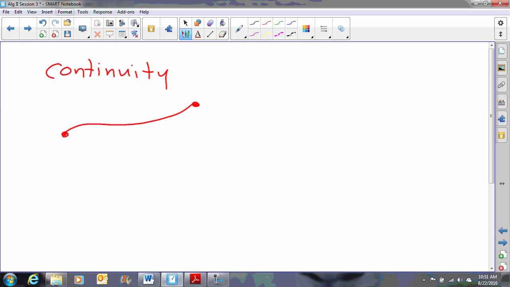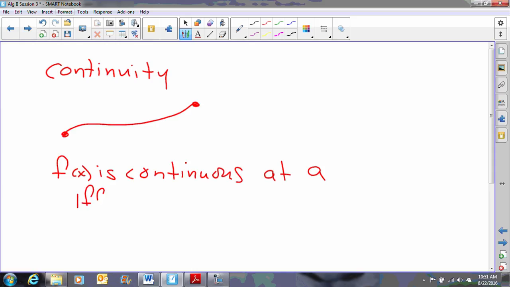Now, to actually define continuity, what we're going to say is that f of x is continuous at a if and only if the limit as x approaches a of f of x is equal to f of a.